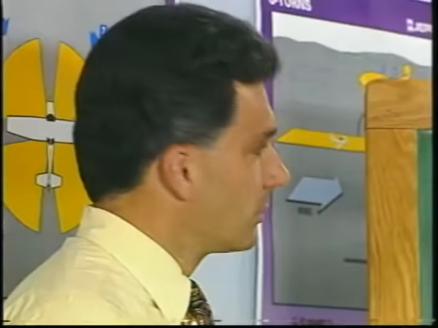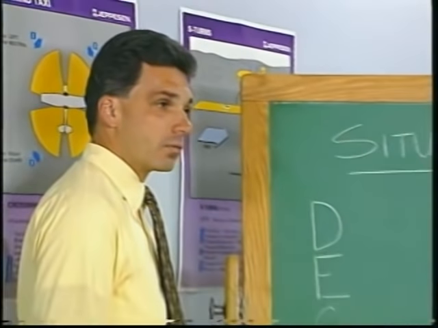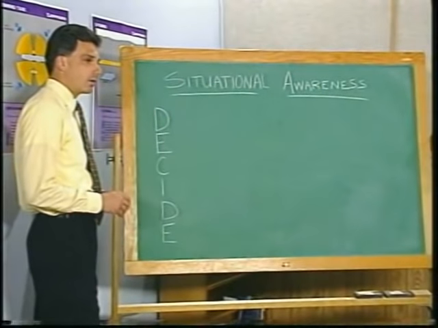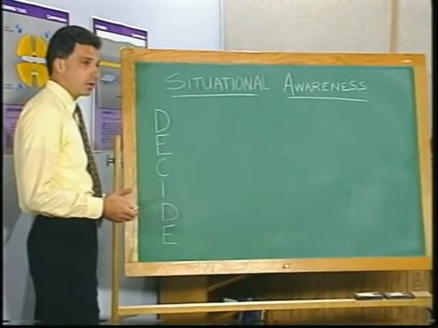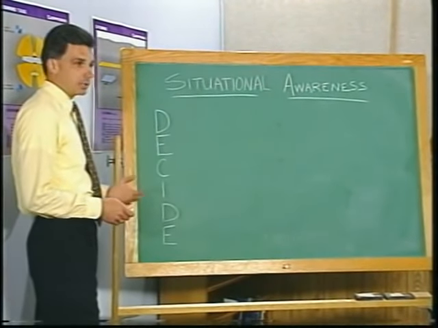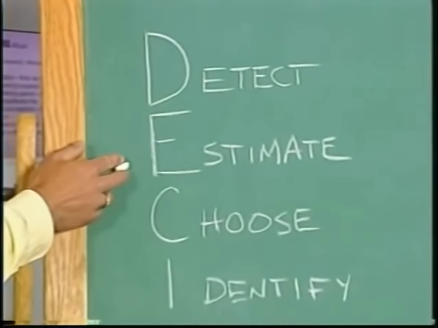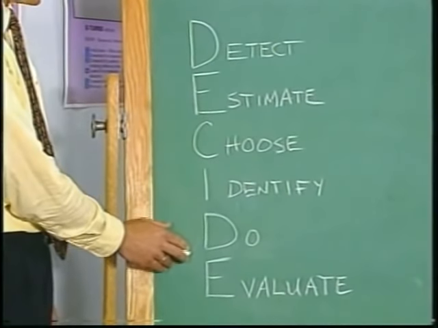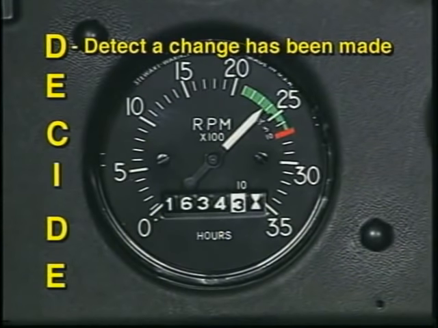Now that you have an idea of what resources are available to you, let's put them together with other decision-making elements. Situational awareness is essentially knowing your condition, the airplane's condition, and your surroundings. A decision-making model known as DECIDE represents a logical method for solving a problem. The letters stand for Detect that a change has been made.